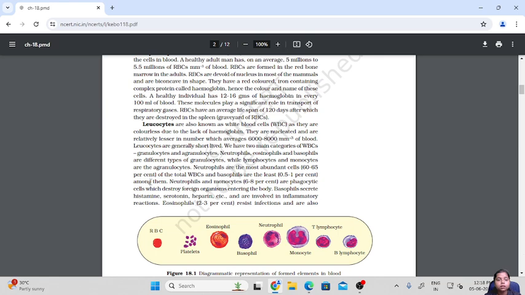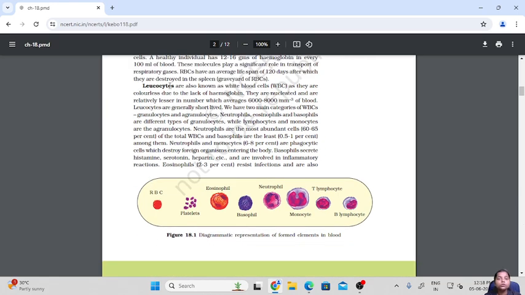Then what are leukocytes? Leukocytes are the white blood cells. They are colorless because they lack the hemoglobin which is present in red blood cells. They are nucleated, whereas RBCs are anucleated, and are relatively lesser in number. As compared to RBCs, leukocytes average from 6,000 to 8,000 per cubic millimeter of blood. These leukocytes are generally short lived.